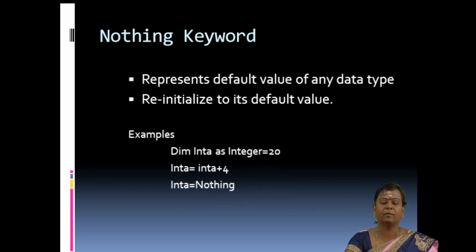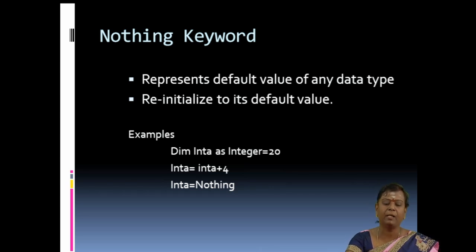Next, the Nothing keyword. This is used to represent the default value of any data type. If you assign Nothing to a variable, then it gives only the default value of that variable. It reinitializes to its default value only.